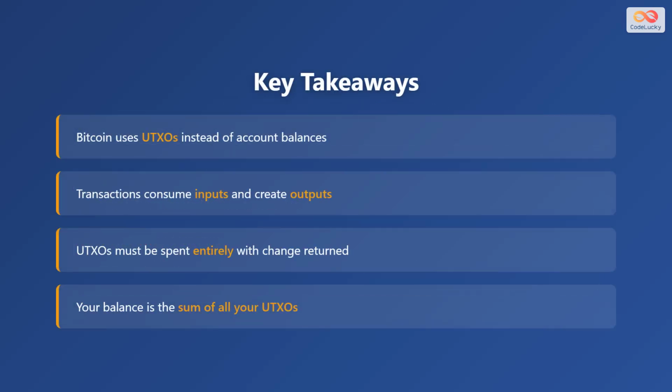Let's recap the key points. Bitcoin uses UTXOs instead of account balances to track ownership. Every transaction consumes inputs and creates outputs, forming a chain of value transfers. UTXOs must be spent entirely, with any excess returned as change. Finally, your total Bitcoin balance is simply the sum of all your UTXOs. Understanding this model is essential for grasping how Bitcoin maintains security and prevents double spending. This UTXO model is what makes Bitcoin trustless and transparent.